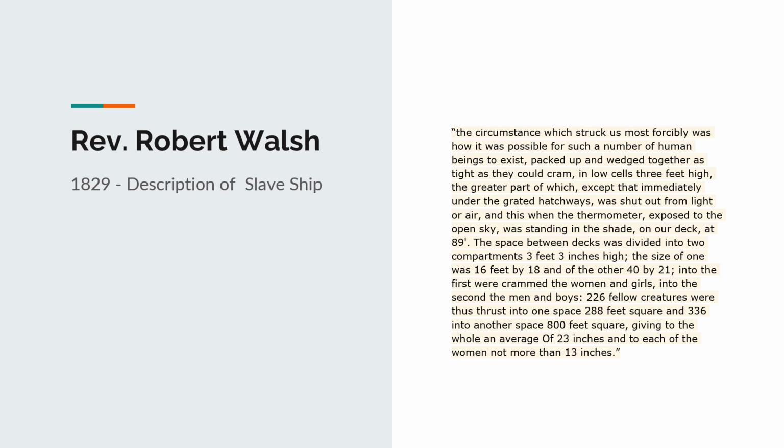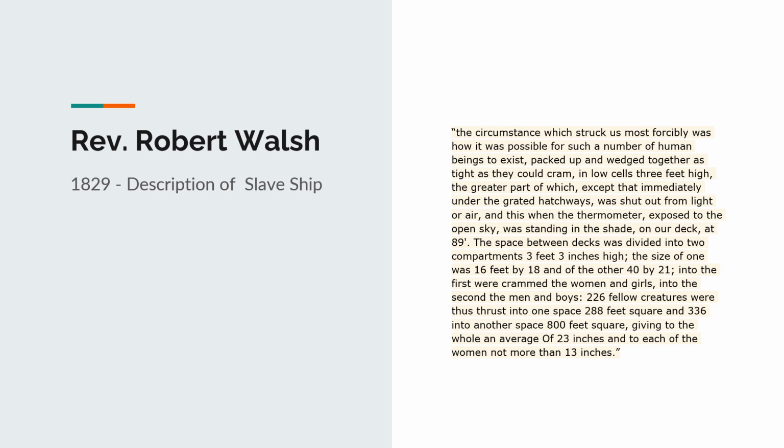And at this time, the British had banned the slave trade. It was illegal within British territory. So they did have British naval ships that tried to suppress the slave trade. And he's part of one of these efforts. And what he describes here is a slave ship that the Royal Navy has stopped. But this is how he describes it.